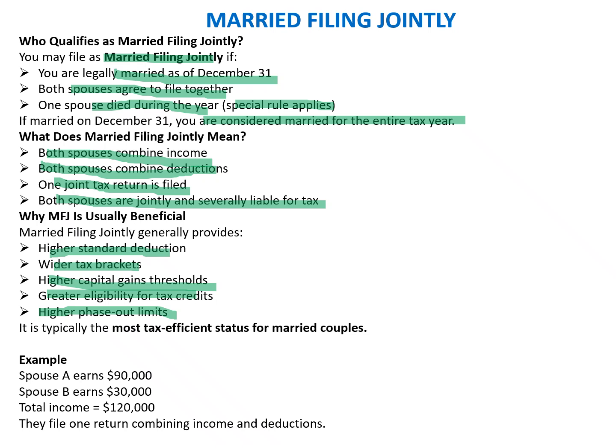It is typically the most tax efficient status for a married couple. So spouse A earns $90,000, spouse B earns $30,000. Total income is $120,000. They can file one return combining the income and deductions, and they are going to get the better standard deduction when they file the return with $120,000. So we'll go to the next slide and look at the same table that we saw for the single status in the last slide. We'll move to the next slide.